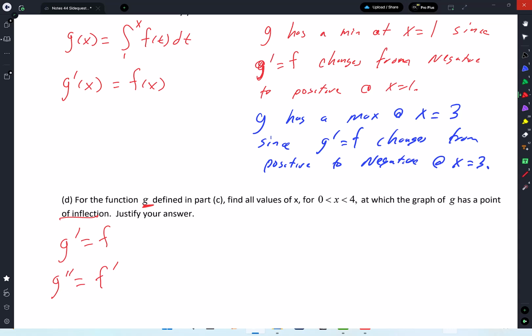Whatever. I'll slow down. If g prime prime is positive, that means g is concave up. If g prime prime is negative, that means g is concave down. If I have a point of inflection, I need g prime prime to change signs, positive to negative or negative to positive.